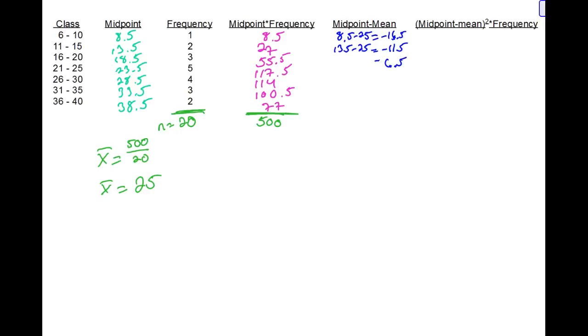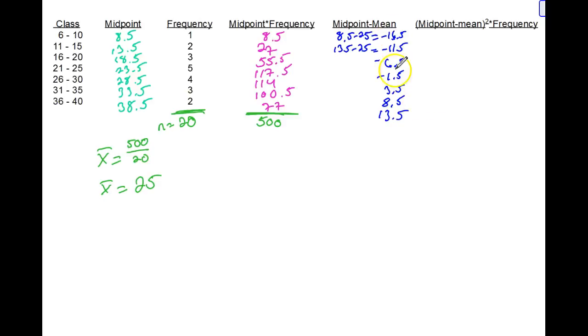23.5 minus 25 is going to give me a negative 1.5. 28.5 minus 25 will give me a 3.5. 33.5 minus 25 will give me an 8.5. 38.5 minus 25 will give me 13.5.